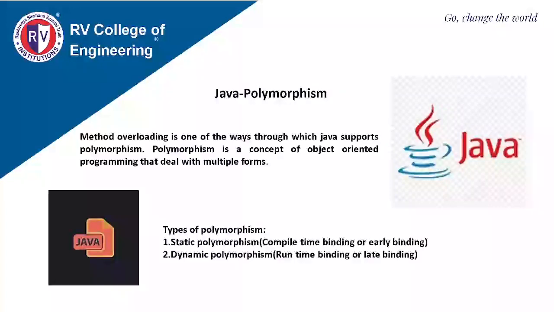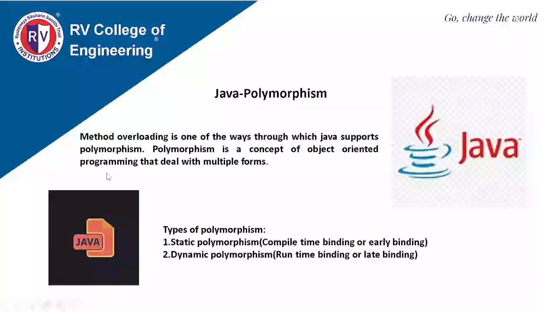Java supports polymorphism because Java is an object-oriented programming language. One of the concepts of object-oriented programming is polymorphism. So what do you mean by polymorphism?